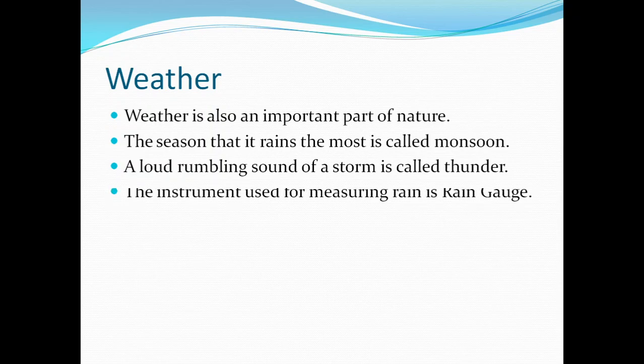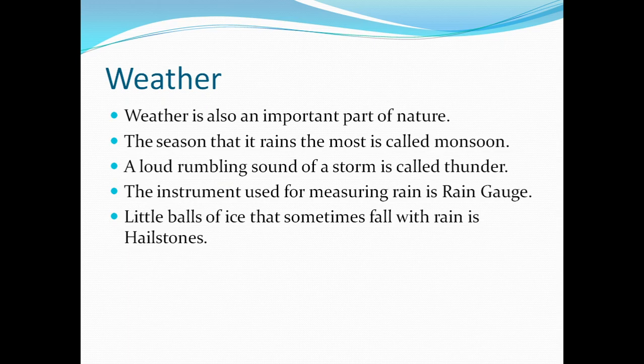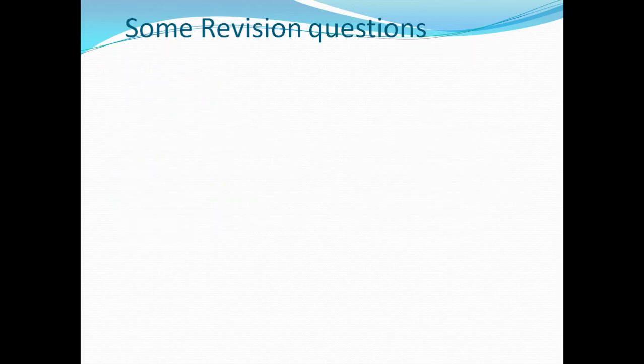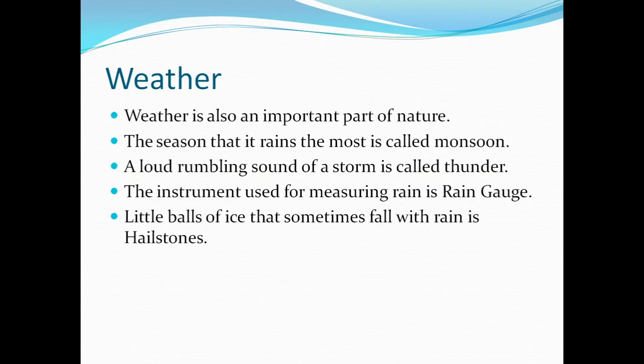Then even when it has rained, how can you measure how much rain has fallen, how can we come to know? It is called a rain gauge. It is an instrument to measure the rain. Then when it is raining, sometimes small pieces of ice fall along with the rain. They are called hailstones. Now, this was some part of the weather which I have tried to include.